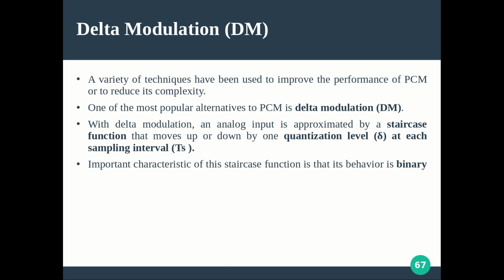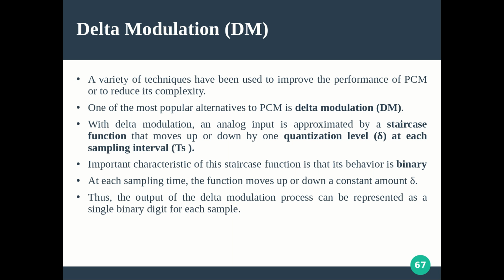The important characteristic of this staircase function is that its behavior is binary. At each sampling time, the function either moves up or down. With that we can see that up or down means 2 bits are enough. If it is up, it is represented using 1 bit. If it is down, it is represented using another bit. That's enough, at a constant amount delta, that is the step size or the quantization level. Thus the output of the delta modulation process can be represented as a single binary digit for each sample.